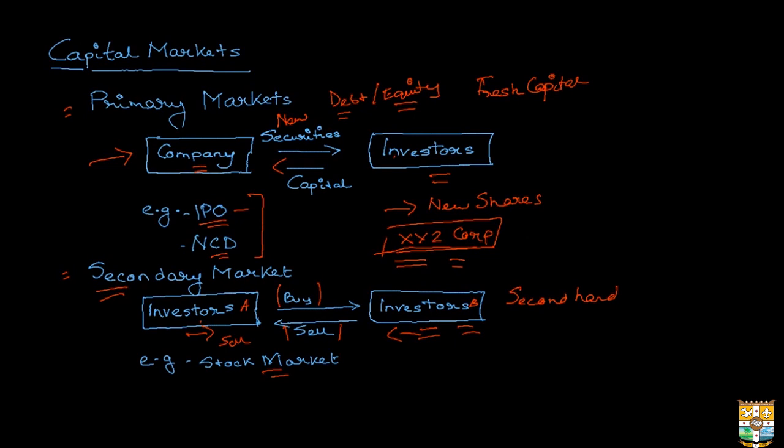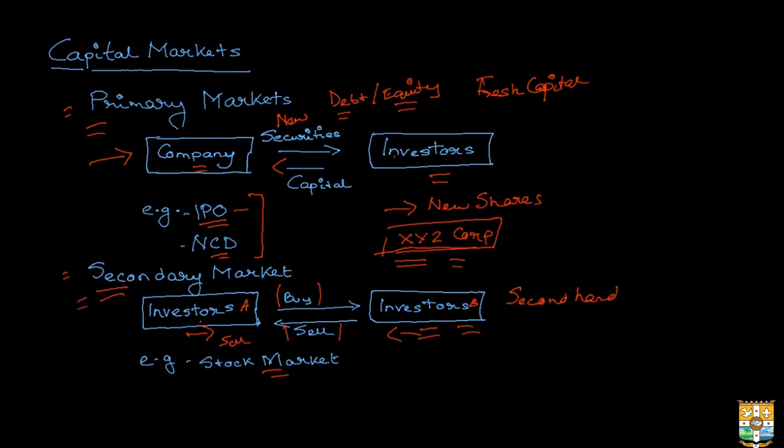The company has already raised its capital via the IPO or whatever new financial security they had issued in the primary market. Okay, so this is a key difference or a key classification of the capital markets, namely the primary market and the secondary market.